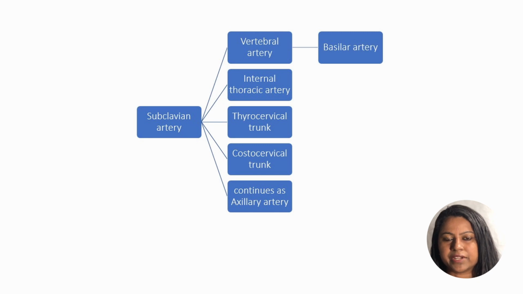The vertebral artery ascends into the brain through the foramen magnum, where it connects with the other vertebral artery to become the basilar artery. The basilar artery, in turn, supplies the posterior circulation of the brain through the circle of Willis.